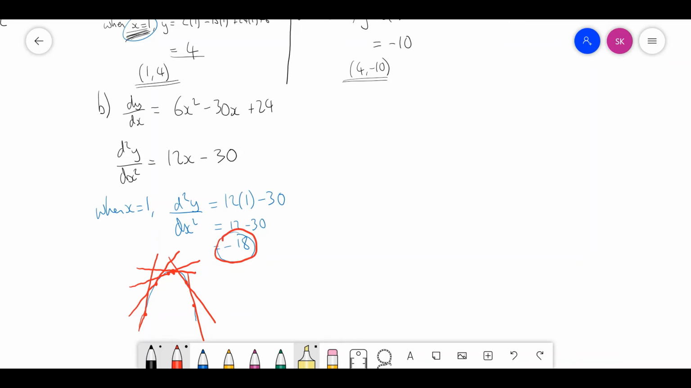And because of that, if the second derivative is negative, it means we're dealing with a local maximum point. So therefore I can say, therefore this is a maximum point, or local maximum point.